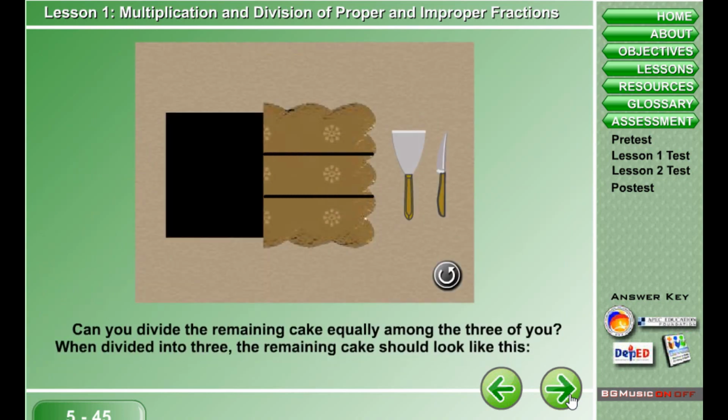Can you divide the remaining cake equally among the 3 of you? Draw 3 lines on the picture on the previous page to equally divide the cake into 3. When divided into 3, the remaining cake should look like this.